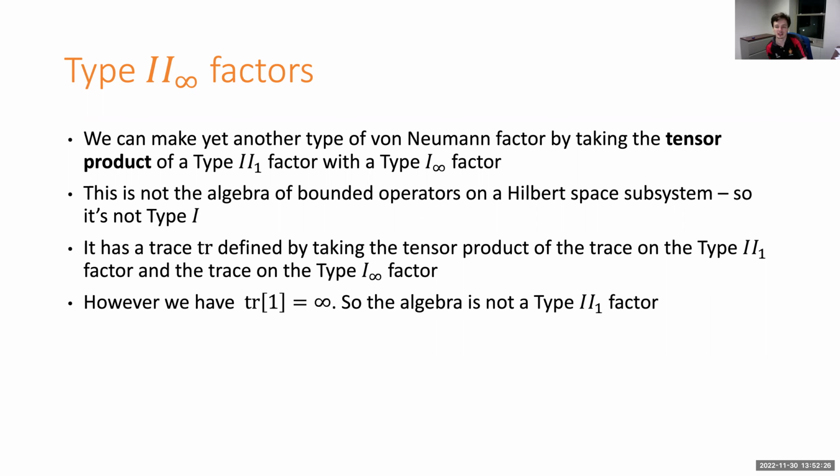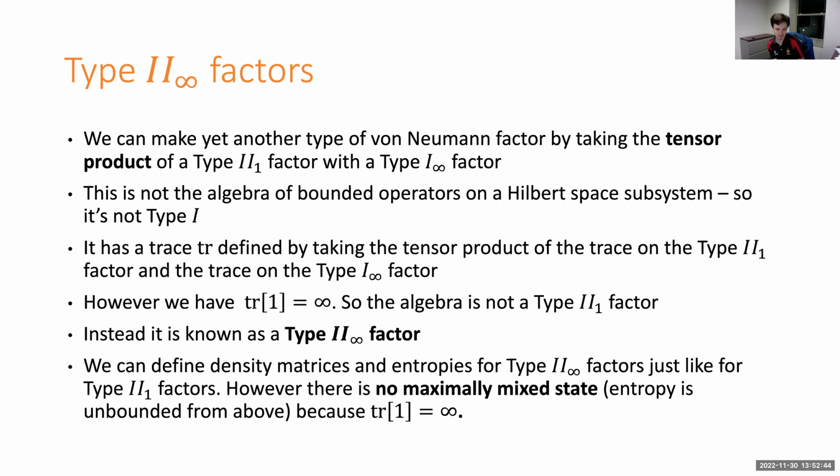However, unlike for the type 2 algebra, the trace of the identity is now infinity, because the trace of the identity is infinity on the type 1 infinity algebra. So this algebra isn't a type 2 factor because it doesn't have a finite trace for all bounded operators. Instead, we call it a type 2 infinity factor. We can define density matrices and entropies for type 2 infinity factors, just like for type 2 factors. However, there's a difference: there's no maximally mixed state anymore. There's no maximum entropy state with the identity density matrix, because the trace of the identity is infinity, so it's not a normalizable state.